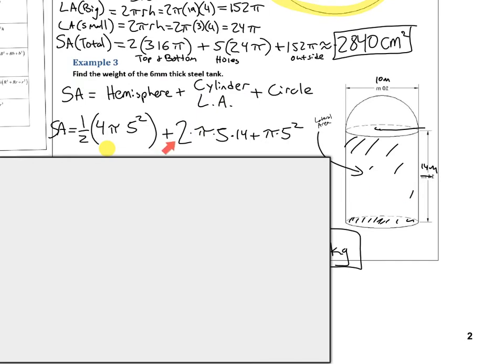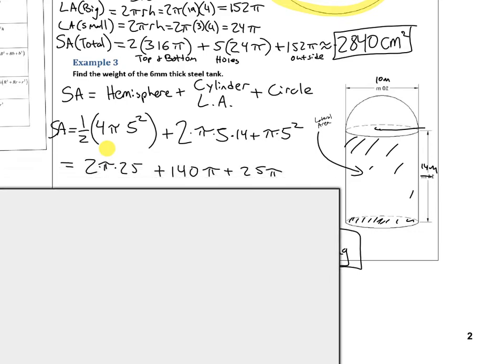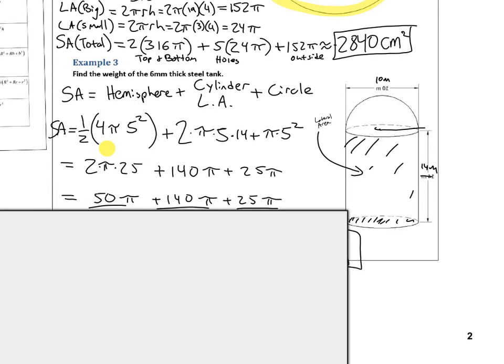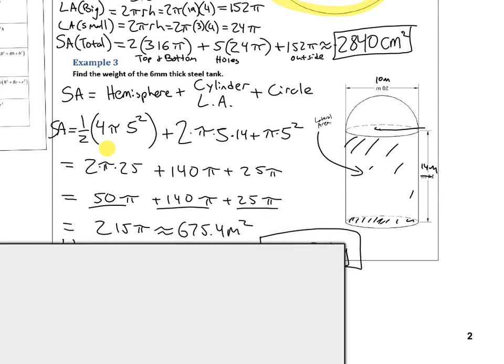The sides of this would be 2 pi rh. So 2 times pi times radius, which is 5, times the height of 14. And then we need this circle down there, pi r squared, pi times 5 squared. And that gives us all the parts. Okay, and then we're just going to compute that. This comes out to be 2 times pi times 25, which is going to be 50 pi. And we're going to add all this up here. Combine all those, we've got 215 pi, which is 675.4 square meters.